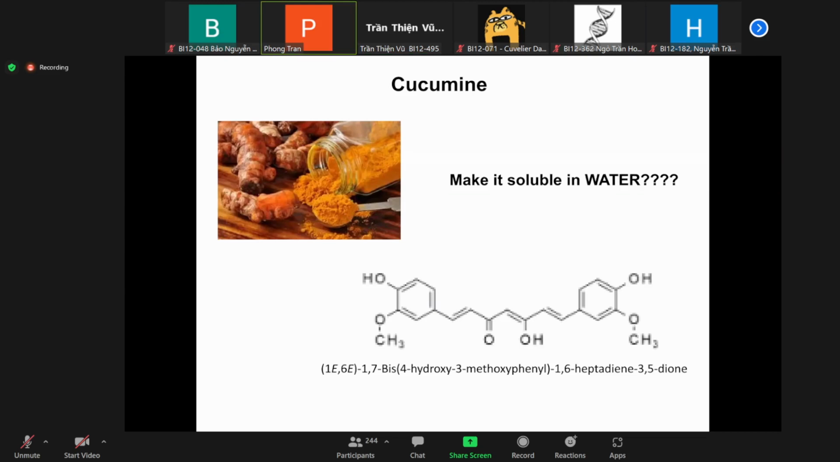Then the last question: how can we make it more soluble in water? It is not soluble. How can we make it more soluble in water? I think we should add some substance to make the water become like an emulsion. I think so. So curcumin will be more soluble in water.